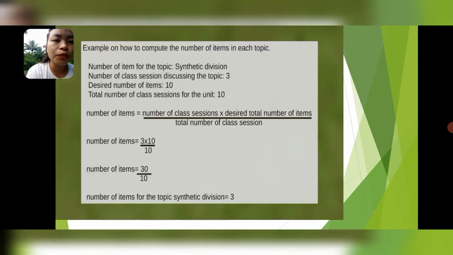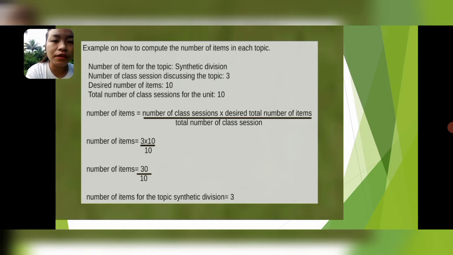Example on how to compute the number of items in each topic. The topic is synthetic division. The number of class sessions discussing the topic is 3. The desired number of items is 10. The total number of class sessions for the unit is 10.